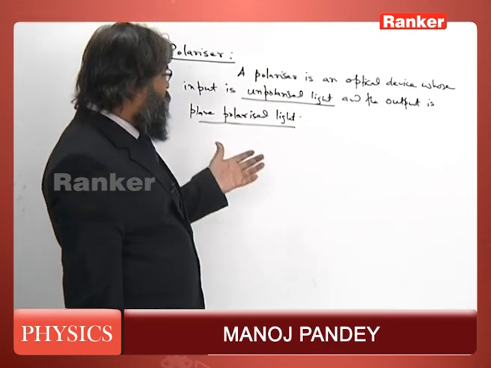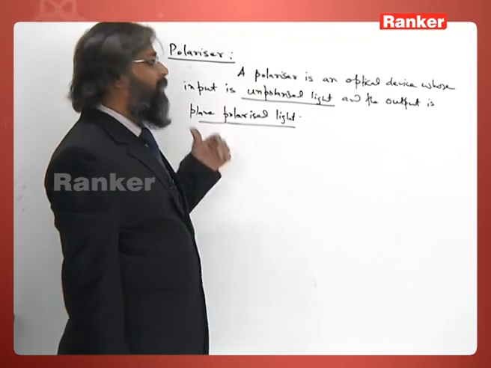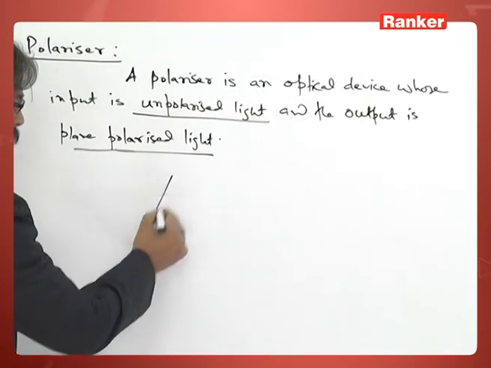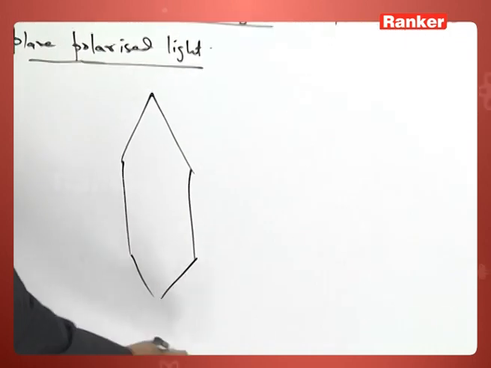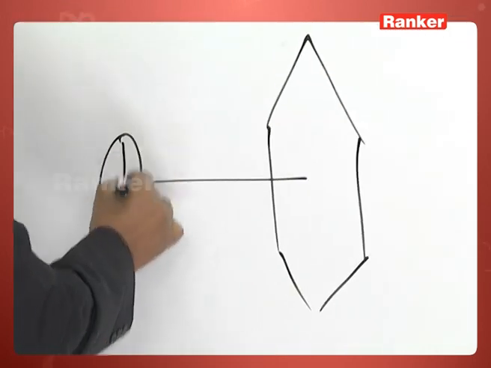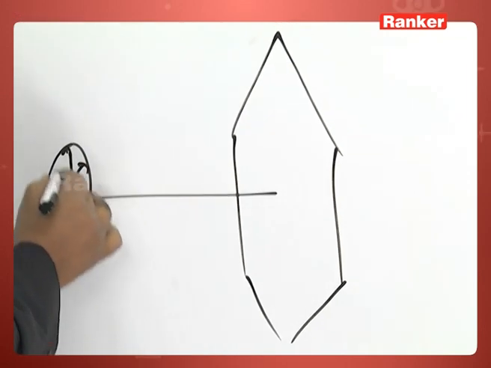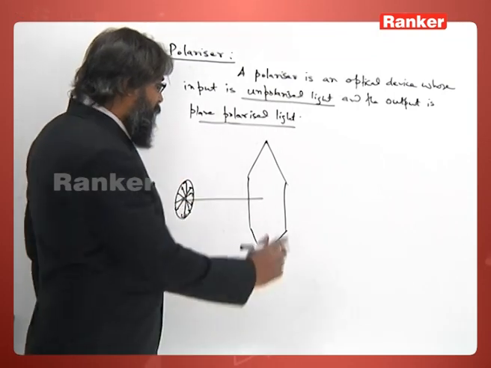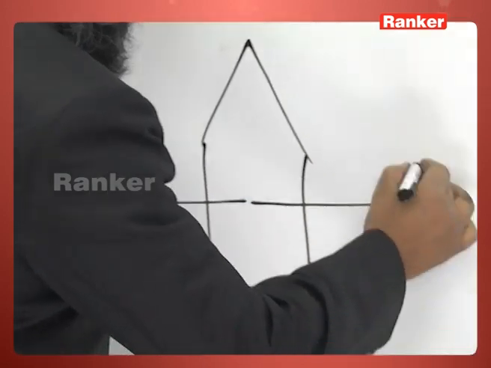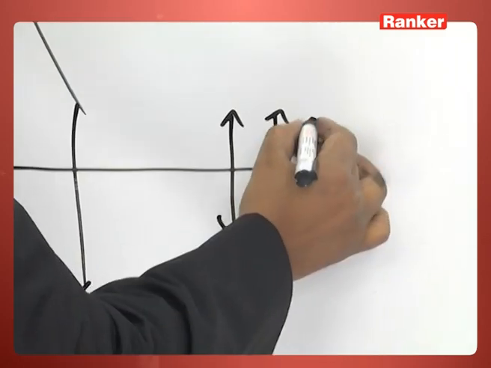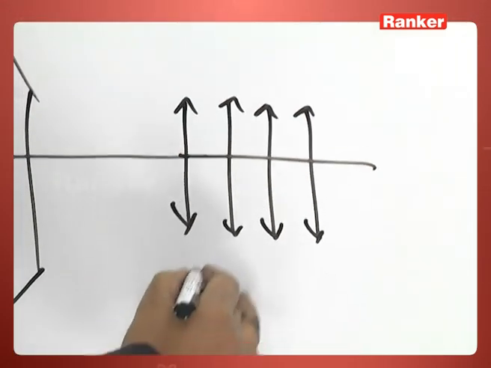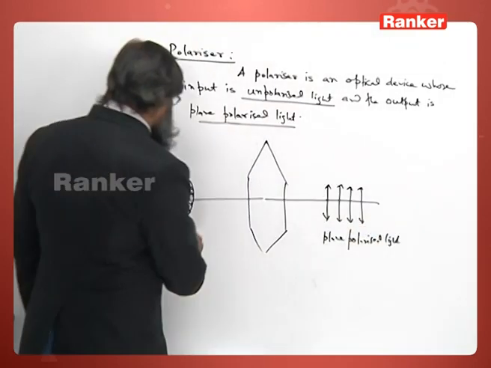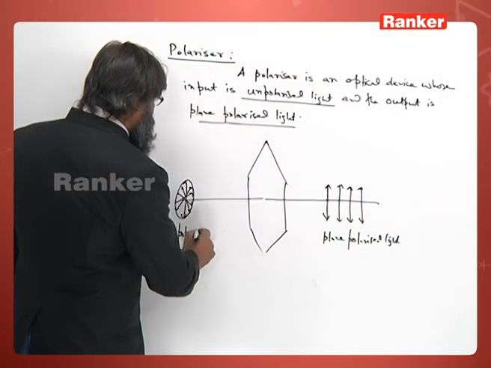There are certain natural crystals, tourmaline crystal and calcite crystal, which exhibit these properties. So suppose I have taken a crystal and I have given an unpolarized light. Actually I am drawing circularly polarized, which means all planes of oscillation of the electric field are present. The result is that we will get a plane polarized light. This is what a polarizer does. This is plane polarized light, and this is unpolarized light.